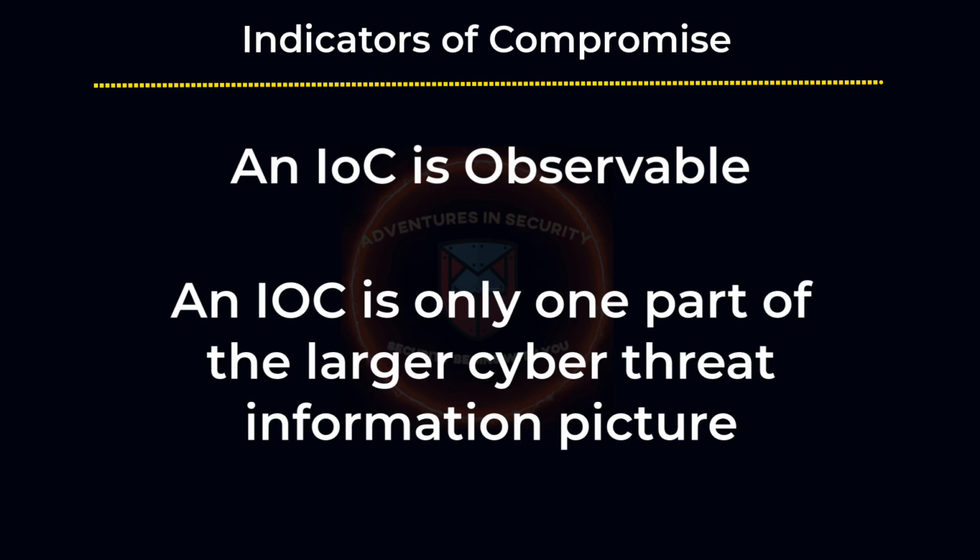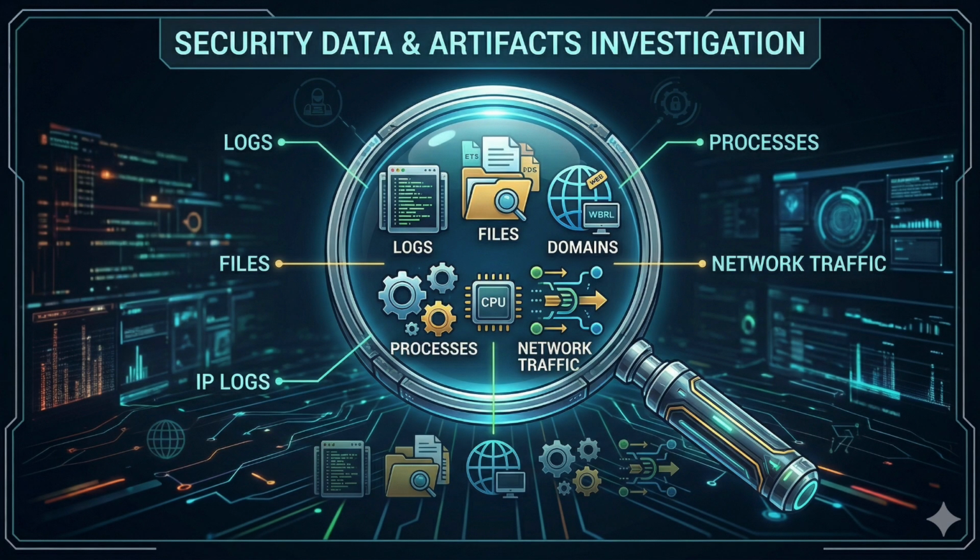Second, an IOC is only one part of the larger cyber threat information picture. NIST also explains that cyber threat information includes TTPs, suggested defensive actions, and findings from incident analysis. In other words, a single suspicious IP address is useful, but it becomes much more valuable when we understand what campaign it belongs to, what behavior it supports, and what response should follow. That shift from isolated artifact to contextualized intelligence is exactly what the Pyramid of Pain is trying to encourage. It pushes us to ask not only what did we see, but also, what does this reveal about attacker behavior?